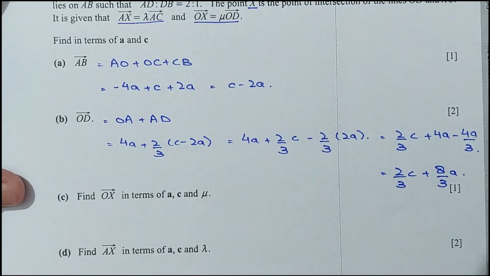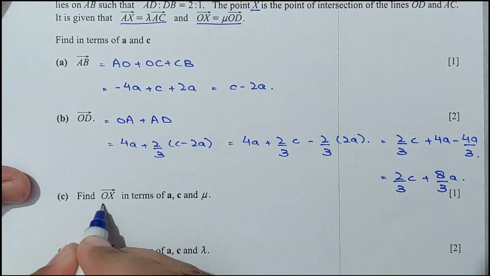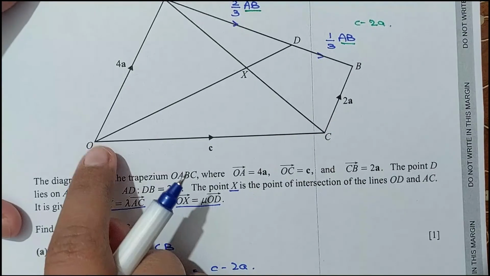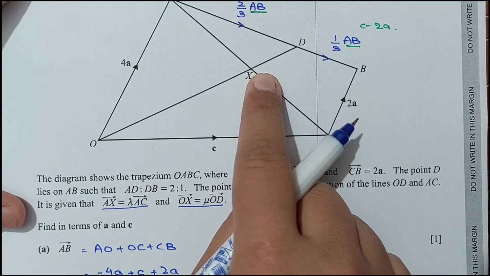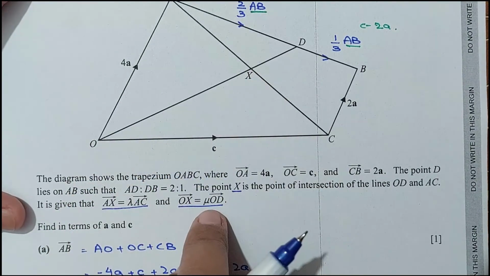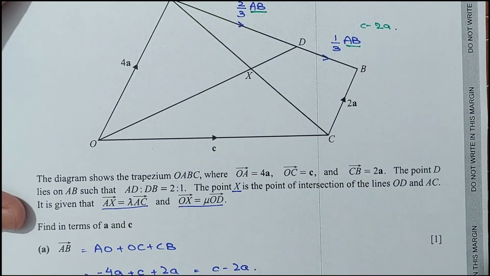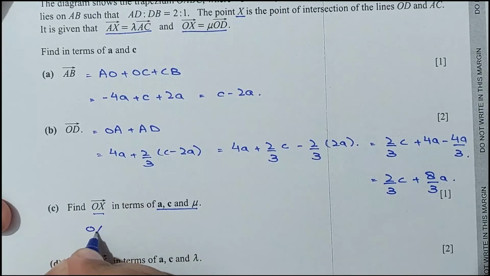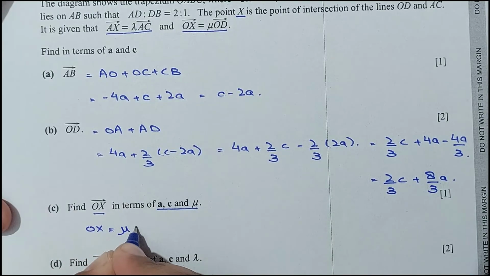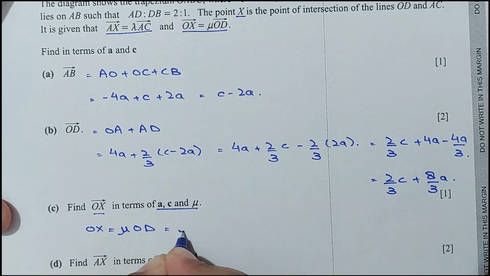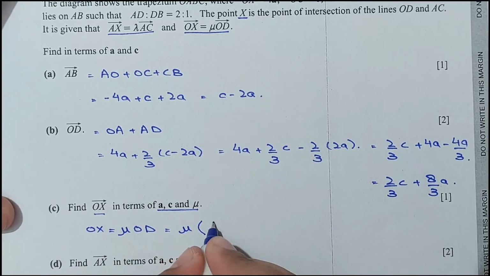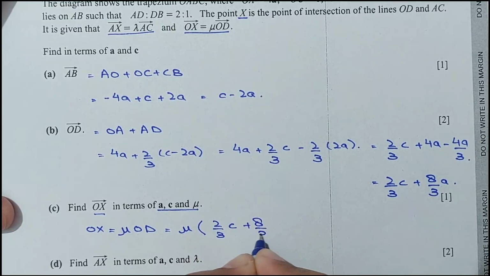Now for part c, find OX in terms of a, c and mu. O to X is given as mu times OD. We have mu times OD, from part b, which is mu times (2 by 3 c plus 8 by 3 a).